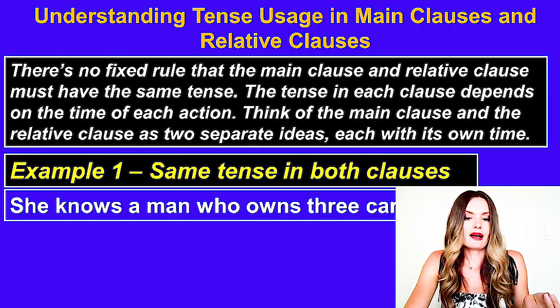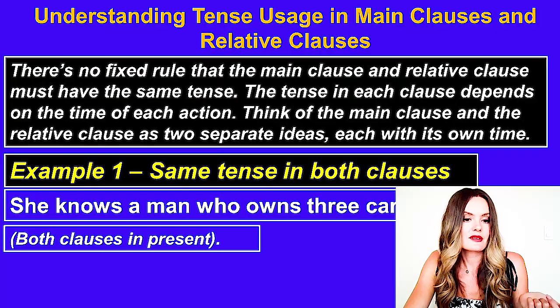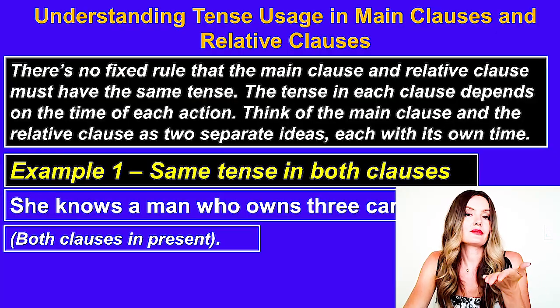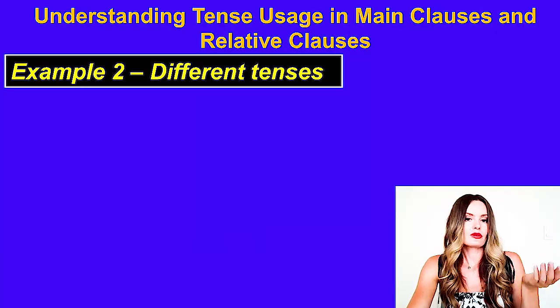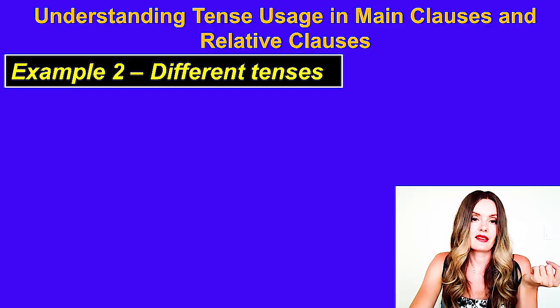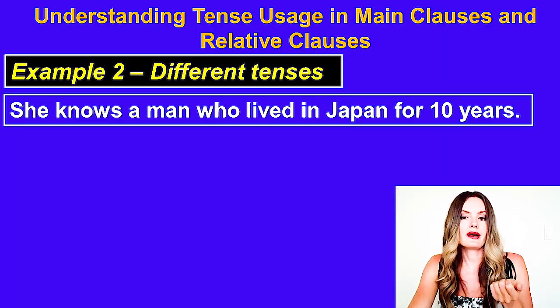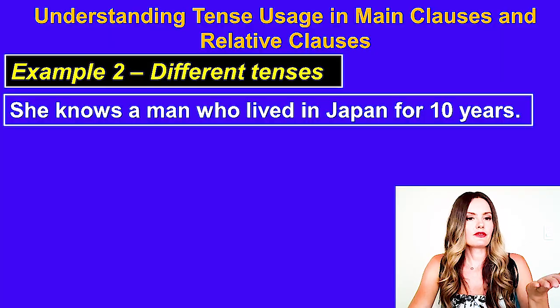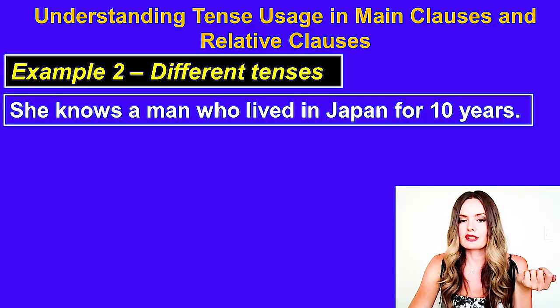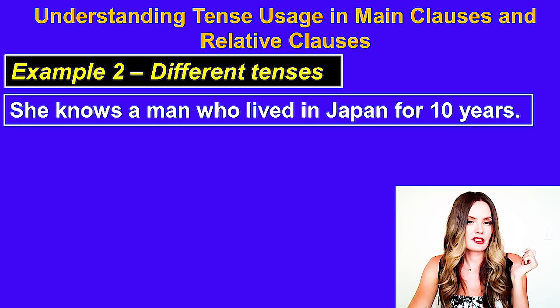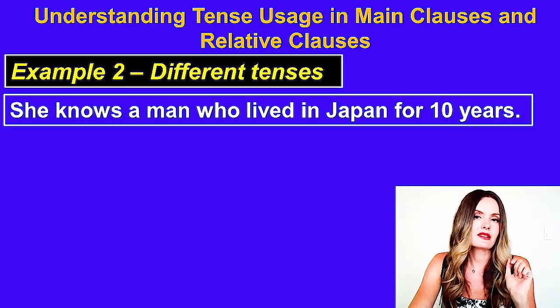She knows a man who owns 3 cars. Both clauses are in present simple tense. But also you can see the different tenses in the clauses. For example, she knows a man who lived in Japan for 10 years. So in the first clause, in the main clause, she knows a man, we use the present simple tense. Who lived in Japan for 10 years, we use here past simple tense.